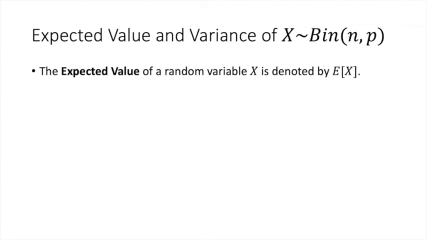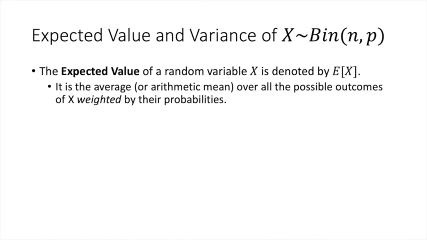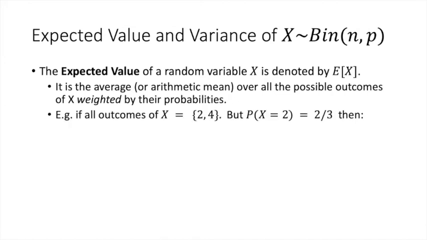I'll show you with an example as to what that means, but formally, the expected value is the average or the arithmetic mean over all the possible outcomes of X weighted by their probabilities. Now, what does that mean? Suppose X is a random variable with only two outcomes, 2 and 4. But you observe that 2 appears more frequently, in fact, with a 2/3 probability, and 4 appears only 1/3 of the time. So the expected value of X equals the probability of 2 times 2 plus probability of 4 times 4, and that equals 2.67.